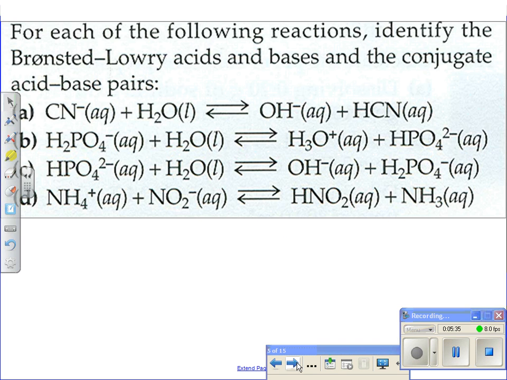Here's another couple. We'll do one more of these. If you look right here, starting here, 0 H's, 1. So it goes from 0 to 1. That's going to make that a base. Gains an H. This starts out as 2 H's on this side, ends up with only 1 on that side. If you go from 2 to 1, that's going to make you an acid according to Bronsted-Lowry. This will be my conjugate base, conjugate acid. So you get the idea as far as conjugate acid, conjugate bases.